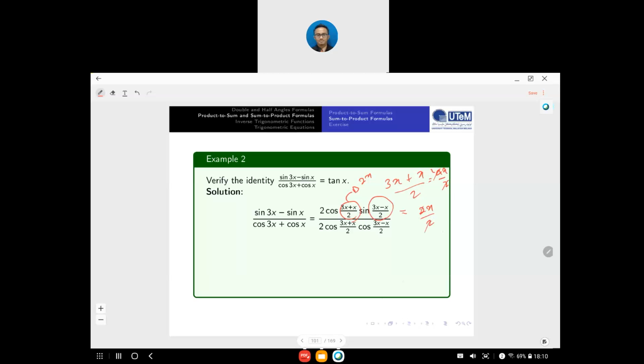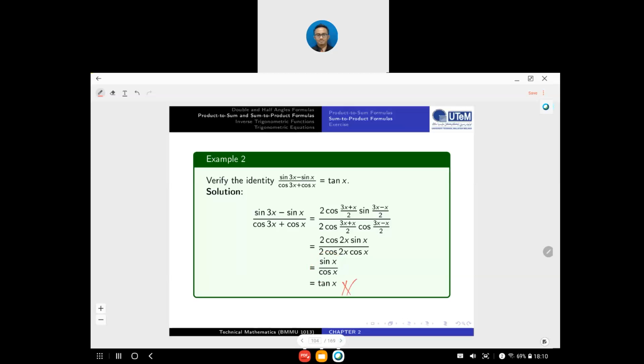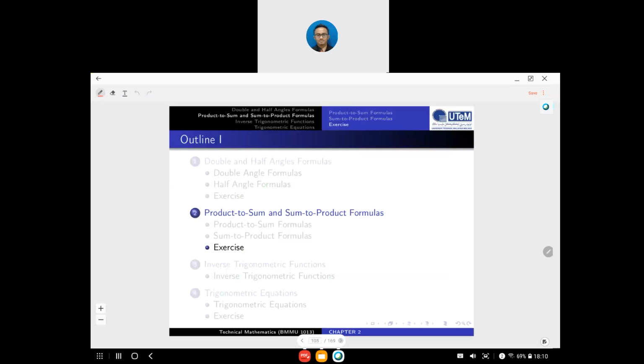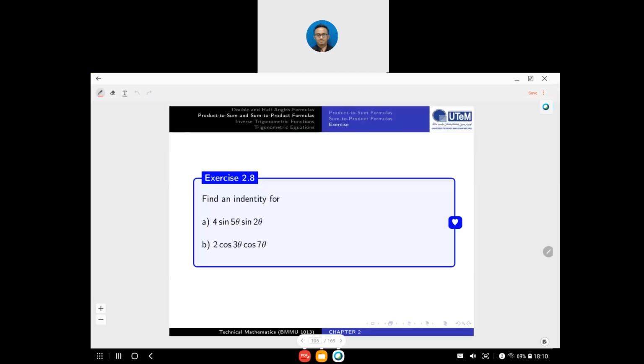So after you simplify that one, it becomes here. Okay, so yang ni awak boleh simplify ni. It becomes 1. This one pun sama. So yang tinggal hanyalah sin x over cos x. So we know that sin x over cos x equal to tangent x. Okay, verify lah. Okay, so now look at the exercise. This one. Okay, boleh?